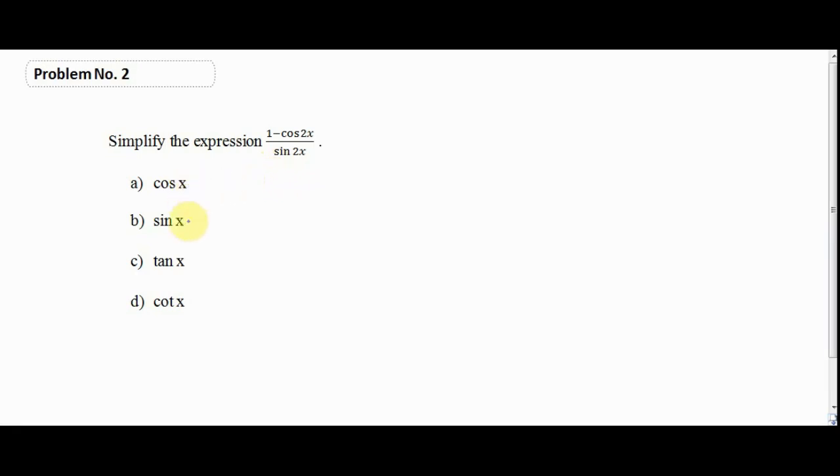So we are given 4 choices here. Simplify this one and try to find out the right answer. Here we have to make use of two identities. The first one is cos 2x is equal to 1 minus 2 sin square x, and the second one is sin 2x is equal to 2 sin x cos x. So we may make use of these two identities to simplify this ratio.